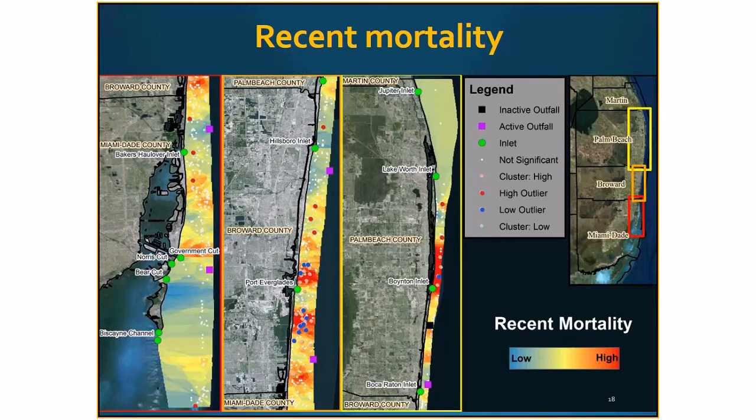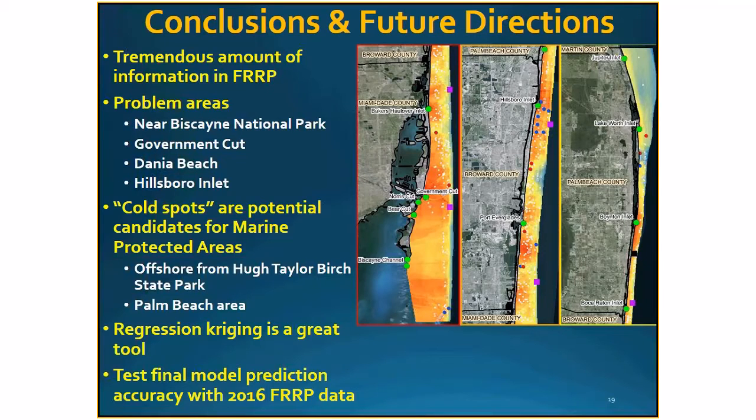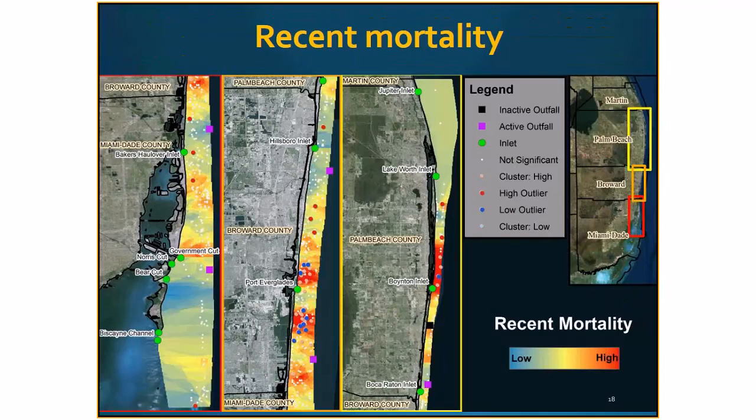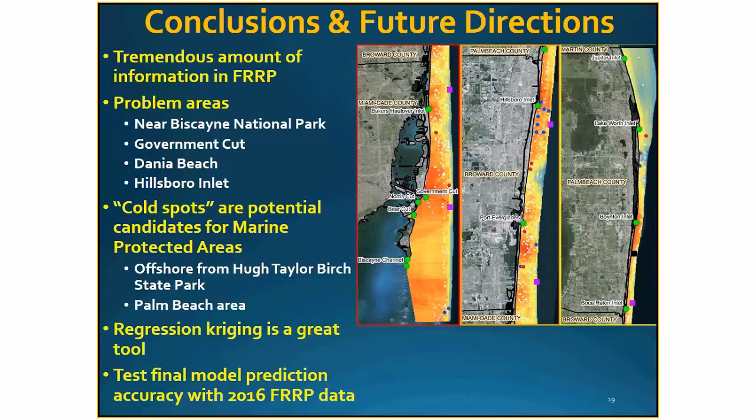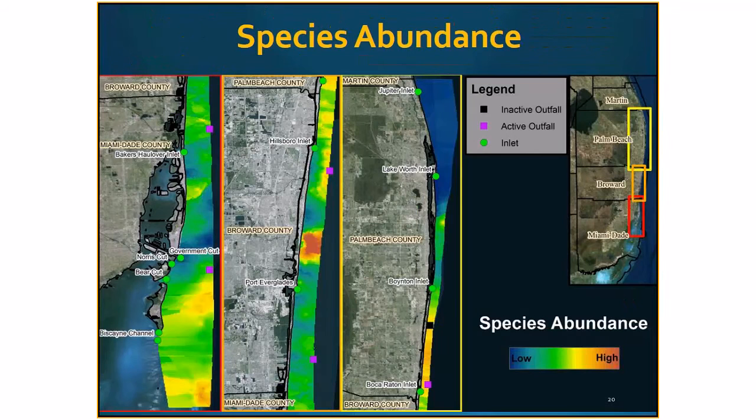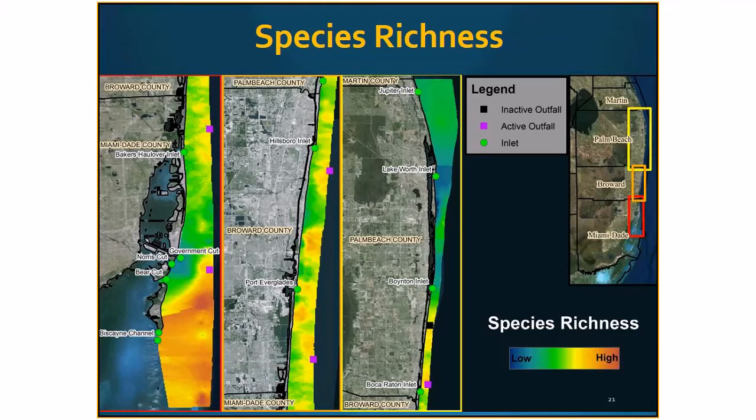So again, my goal was to try to understand factors that might be driving patterns of mortality, bleaching, or ultimately stress. I also created species richness and abundance to give you an idea of what else is in this data set. So what this is suggesting, again, is a heat map.